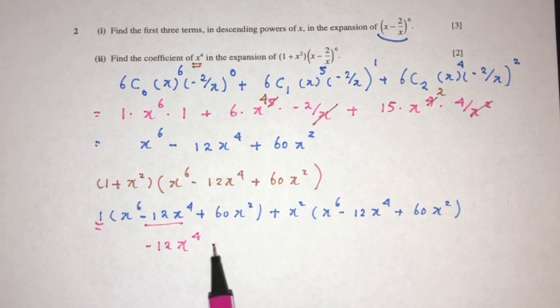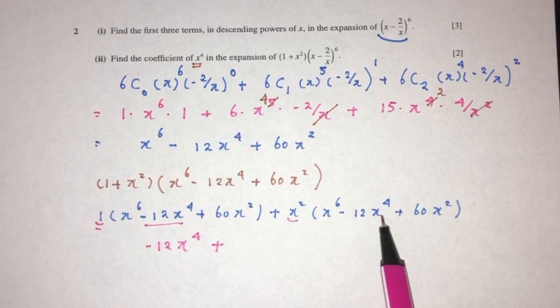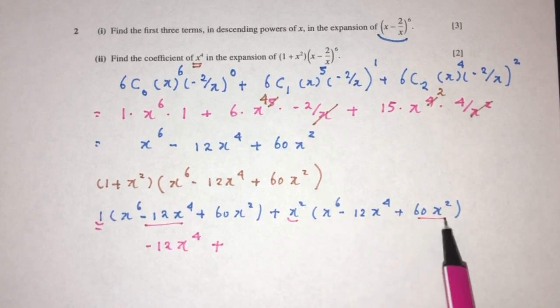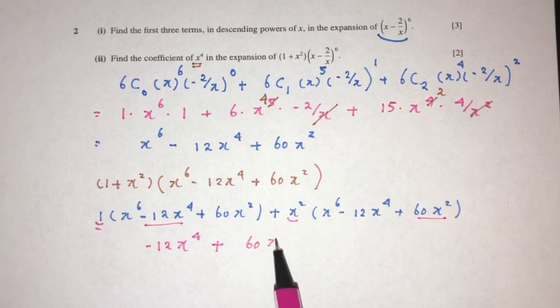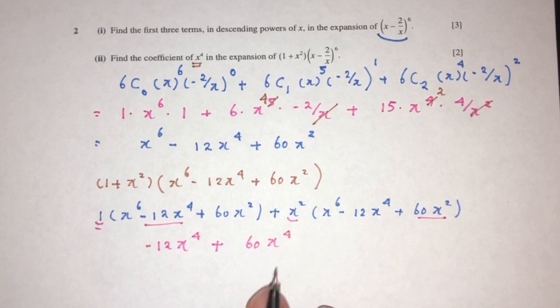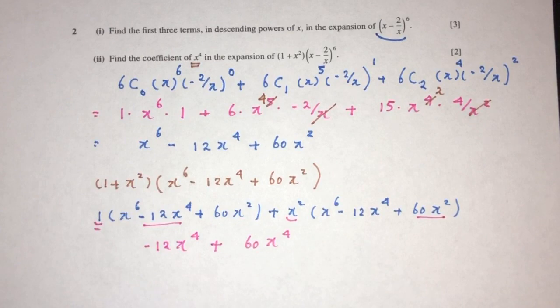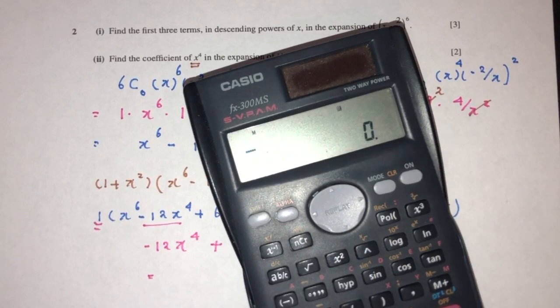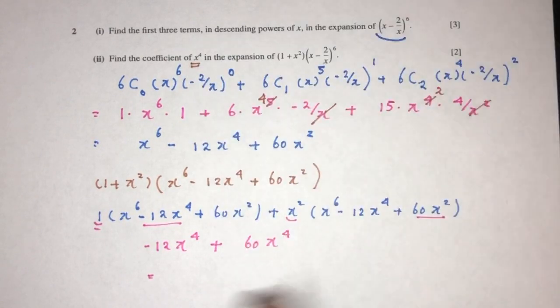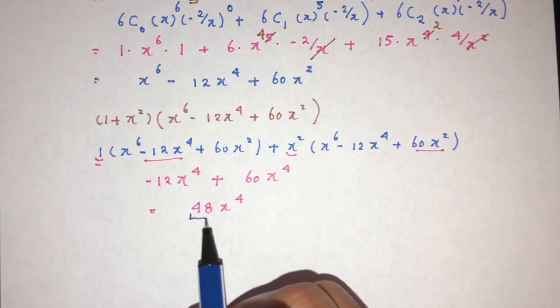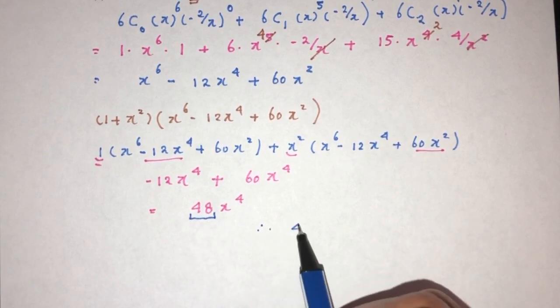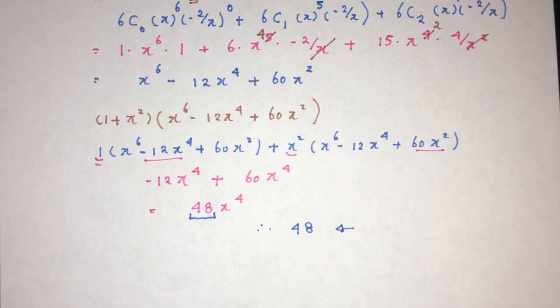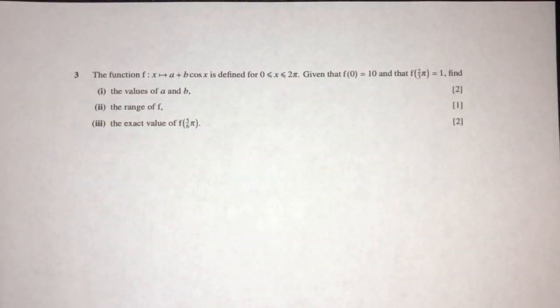Here we have plus. Now here we have x squared times which one will give you x power 4? Times this one, obviously. You have 60 x power 4. Because that's what we care about in this question. Now simplify. Minus 12 plus 60, that should be 48. So we have 48 x power 4. And now the coefficient is just the number in front of that. So your answer is only 48. Let's move on to the next question.